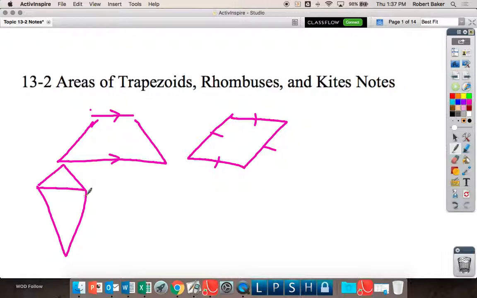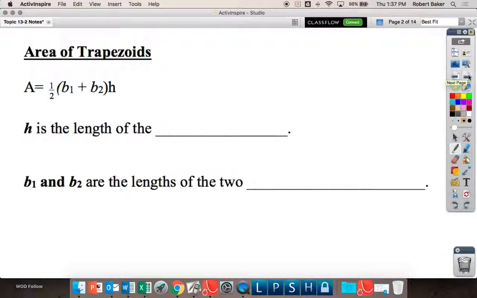So we'll start with trapezoid first. We'll talk about rhombus for a little bit, and we'll talk about kite for a little bit. And then we'll be good to go. So here's our first one, trapezoid. The area is 1/2 base 1 plus base 2 times the height.